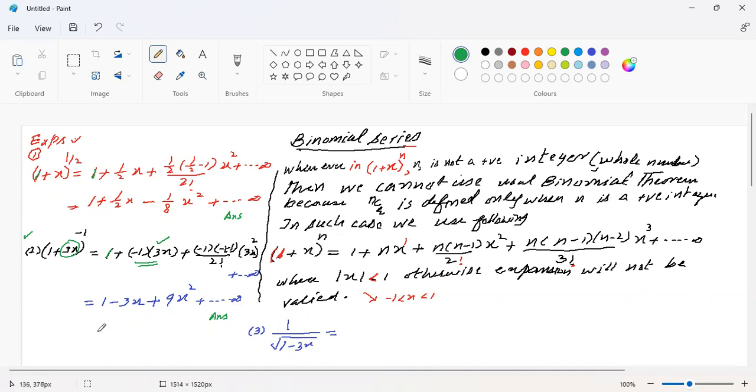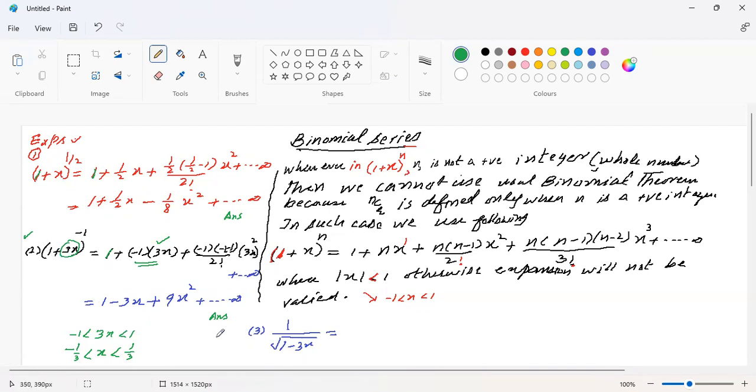And for the validity, 3x must be less than 1 and greater than negative 1. If I divide the whole inequality by positive 3, it is 1 by 3, and this is the x, and it is 1 by 3. So we have the range of the values of x for which this expansion is valid. So we get the answer of the second example.